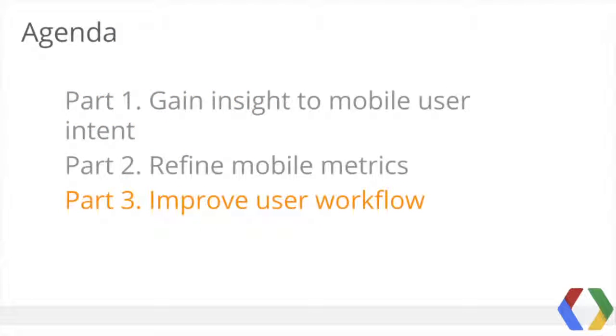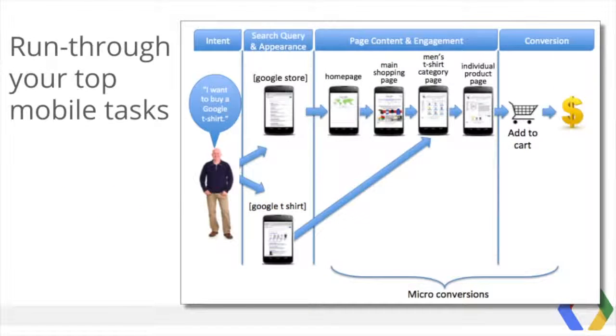The last section for optimizing mobile tasks is to use all of the information thus far to make improvements to user workflow. To start, actually run through a top mobile task for your site, using the same types of devices as your users. The task we selected for the Google Store is to buy a Google t-shirt. Judging from the data in search queries, our mobile user may take two common approaches. They may perform a navigational query for Google Store, or a transactional query for Google t-shirt. In either case, we can start to outline the workflow and take note of each step.